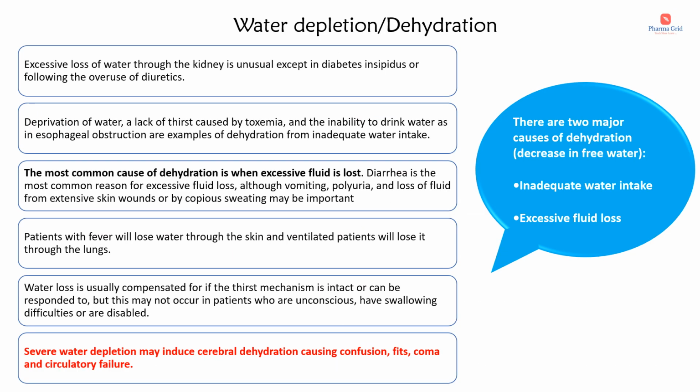Now we will see the disorders associated with fluid balance. First one is water depletion or dehydration, or we can say hypovolemia. Excessive loss of water through the kidney is unusual except in diabetes insipidus or following the overuse of diuretics. Deprivation of water, a lack of thirst caused by toxemia, and the inability to drink water as in esophageal obstruction are examples of dehydration from inadequate water intake.